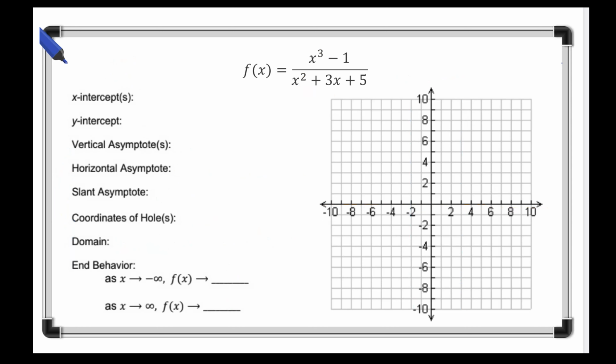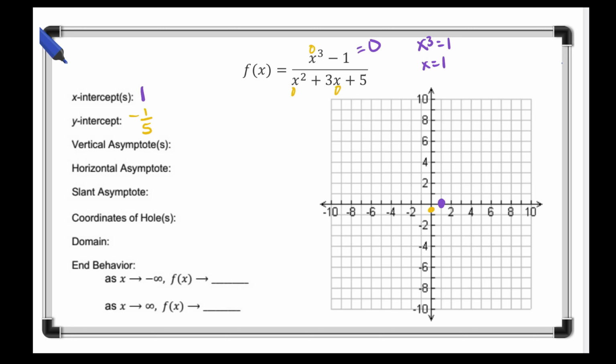The first thing we're going to look at is my x-intercept. I'm going to take my numerator and set it equal to 0. You're going to get x cubed equals 1. Take the cube root of it, so x equals 1. My y-intercept, if I plug 0 in for these x's, I'm going to get negative 1/5.